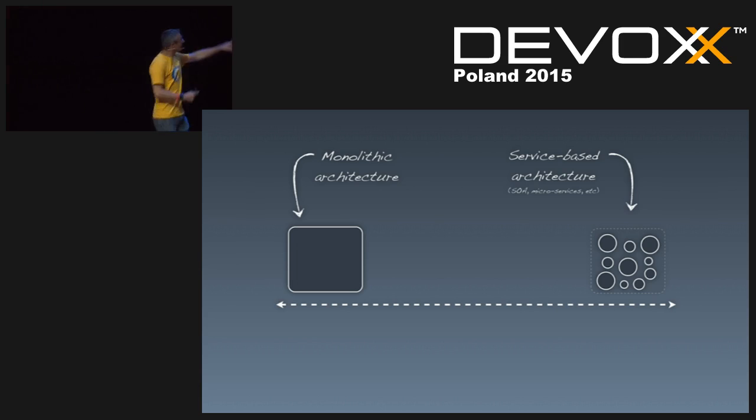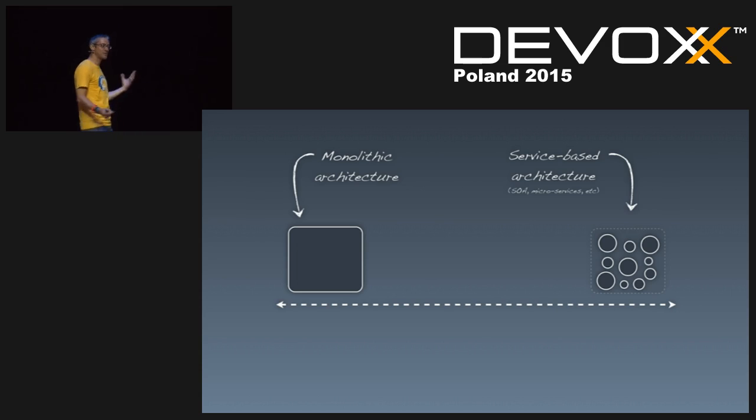On the other side, we have the service-based architectures. Microservices, for example. So rather than deploying one single thing, we deploy a whole bunch of things. And we can have them with different development life cycles, different technologies. This gives us lots of agility, lots of flexibility, lots of scalability. But it's a much more complex architecture to create in the first place.